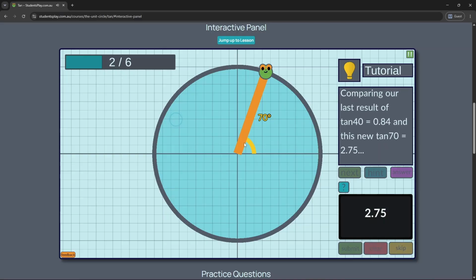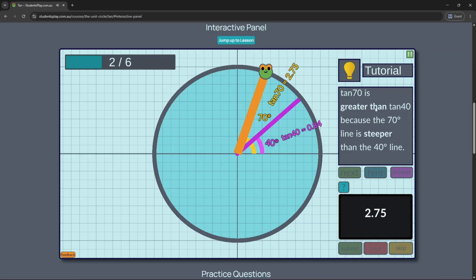Comparing our last result of tan 40 equals 0.84, and this new one, which is tan 70 equals 2.75. Tan 70 is greater than tan 40 because the 70-degree line is steeper than the 40-degree line. Think of it like you're climbing up a hill. If you're climbing up this hill, it's almost a cliff at that point, but climbing up that would be much harder, much steeper than climbing up this hill. And so it makes sense that this value for the steepness, for the tan, is 2.75, which is much higher than the 0.84.